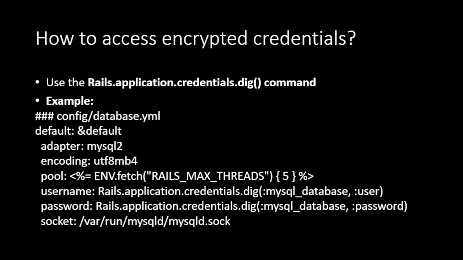Then where it says password, we need to say password colon, followed by a space, less than sign, percent, equals, Rails.application.credentials.dig, left parenthesis, colon, mysql_database, comma, space, colon, password, right parenthesis, followed by a space, percent sign, and greater than sign. And we're going to see all that demonstrated in just a few moments.